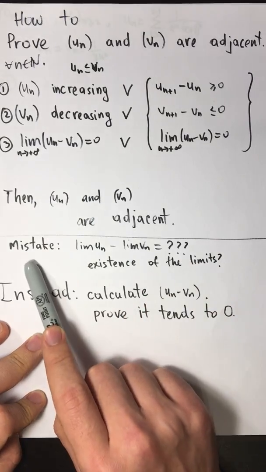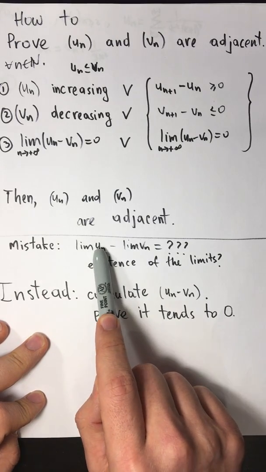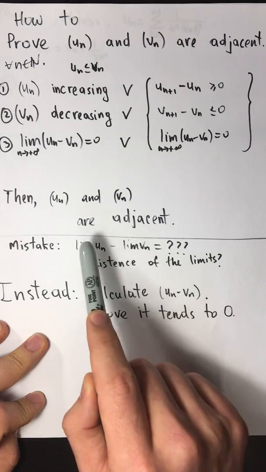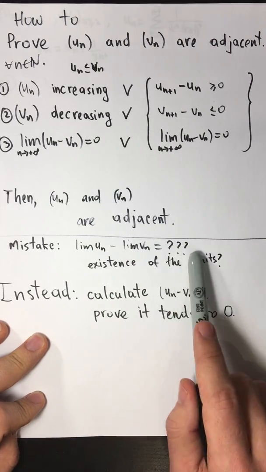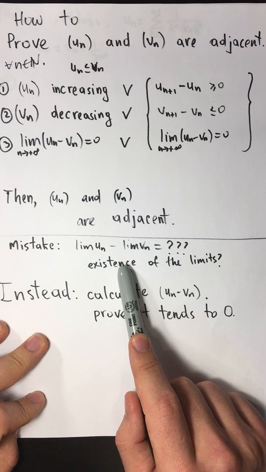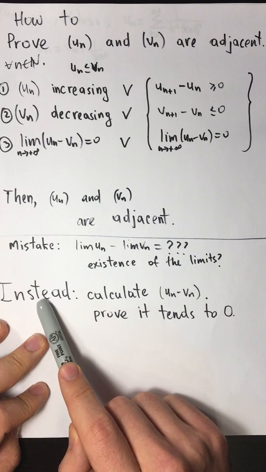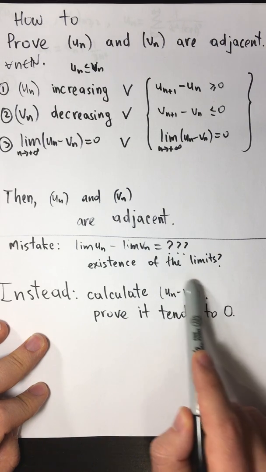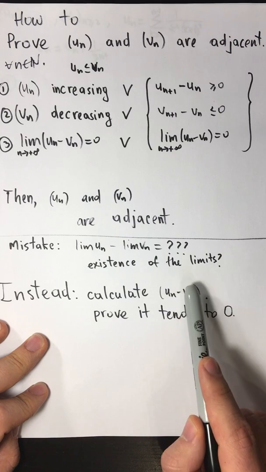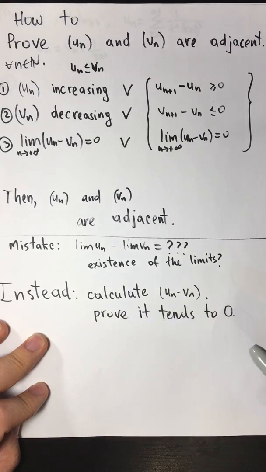Common mistake, pay attention. If you try to calculate Un limit first and then Vn limit, and then subtract later, it's a mistake because there is a question with the existence of the limits. Instead, you want to calculate Un minus Vn first, and you will have something, and then you want to calculate its limit. Prove it tends to 0.